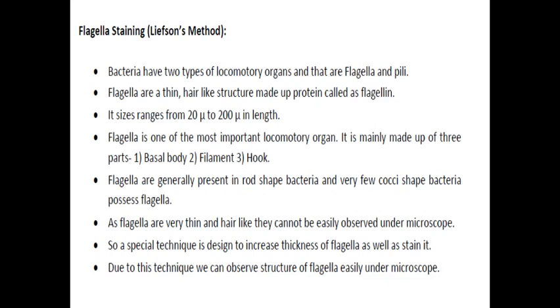Bacteria have two types of locomotory organs, flagella and pili. Flagella are thin, hair-like structures made up of a protein called flagellin, and their size ranges from 20 micrometers to 200 micrometers in length. Flagella are mainly made up of three parts: basal body, filament, and hook. Flagella are generally present in rod-shaped bacteria, and very few cocci-shaped bacteria possess flagella.